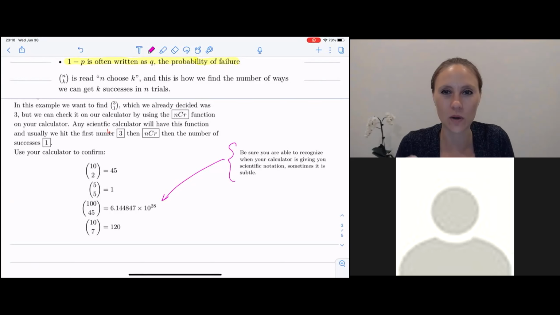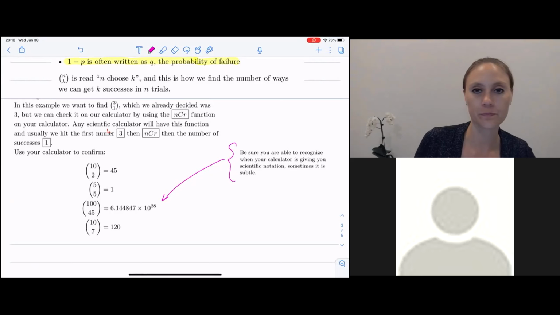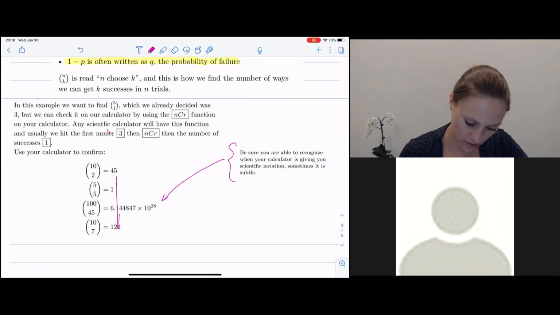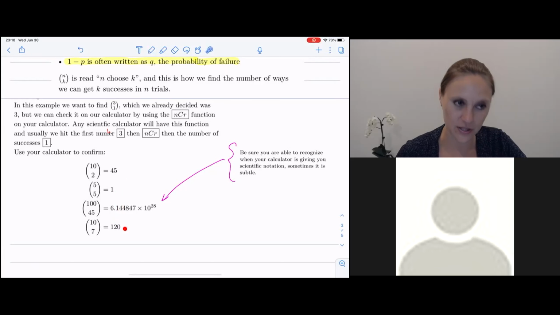So that's why I want you to test it out, make sure that you're able to recognize scientific notation, and also just know how to use your choose function, right? And there are a couple of other examples here that you can use to just confirm that you're getting the right answer.